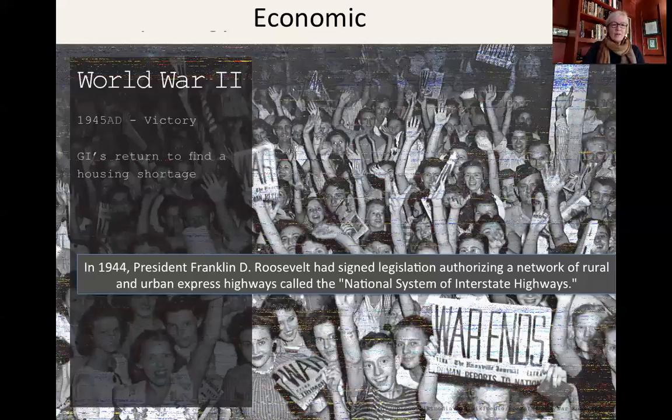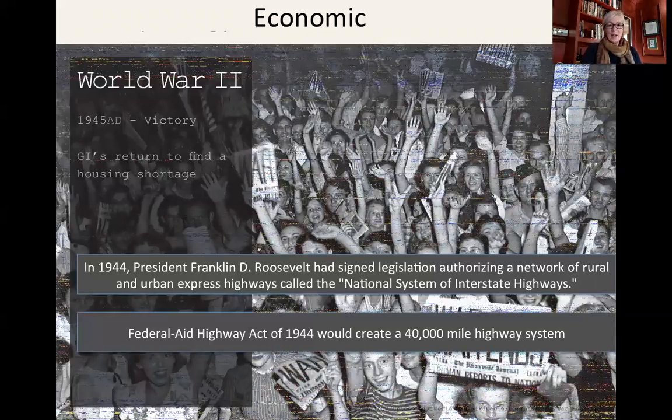So what do we do? Well, Franklin Delano Roosevelt decided to sign into authorization a network of rural and urban express highways called the National System of Interstate Highways. You've got that industry that was not going away. And so a lot of people decided that building roads was the way to go, because that's fuel, and asphalt is petroleum. And there we go.